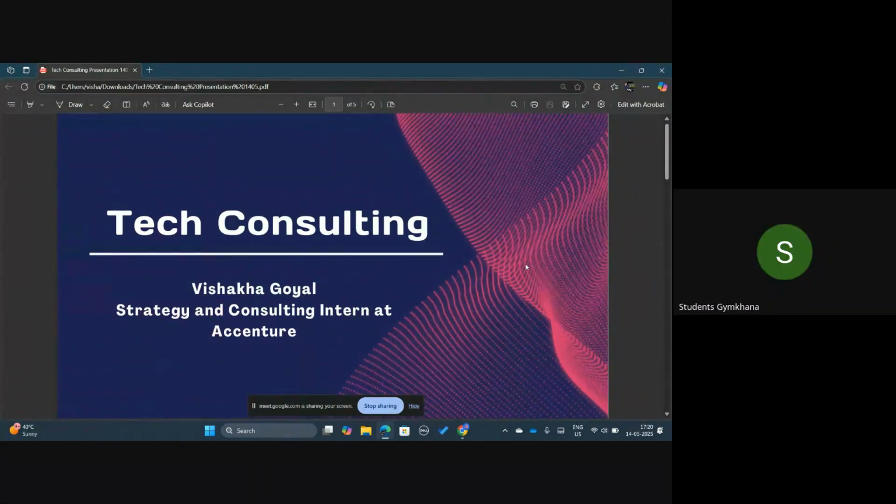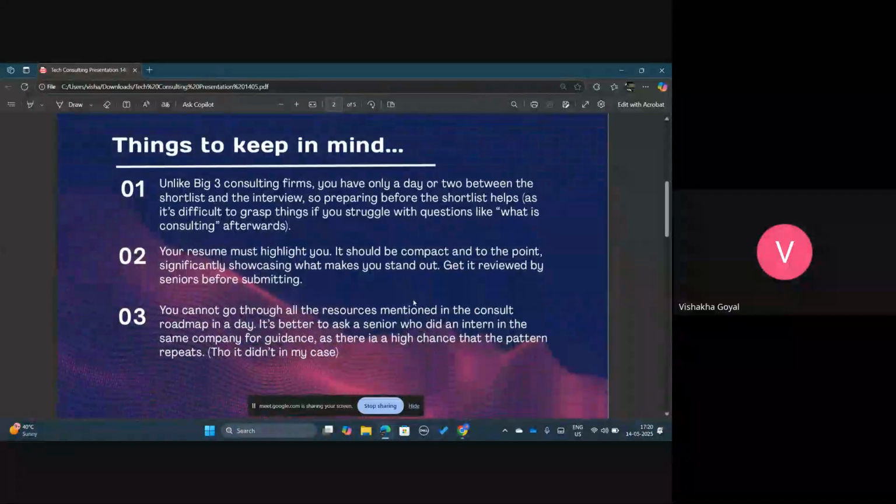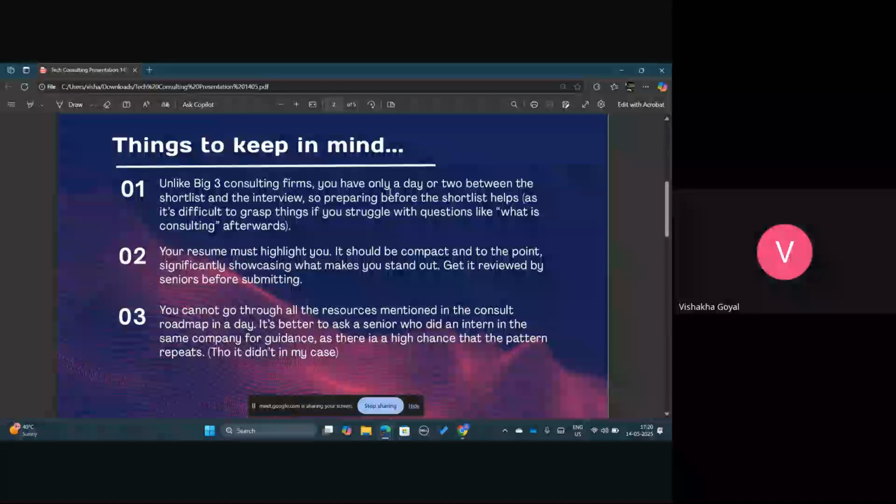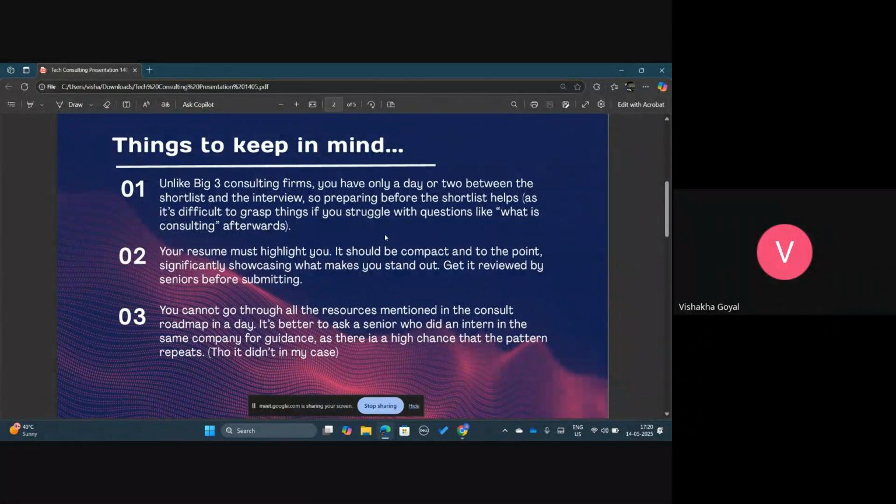Yes. Okay, great. So hello everyone, I'm Isha Goel and I'll be doing my intern at Accenture. My PPT will be focusing more on, maybe you can say, tier 2 companies in consulting. For tier 2 companies, the process is usually short. Unlike the big 3 consulting firms, you have only a day or two between the shortlist and interview. So you have very less time for preparation.